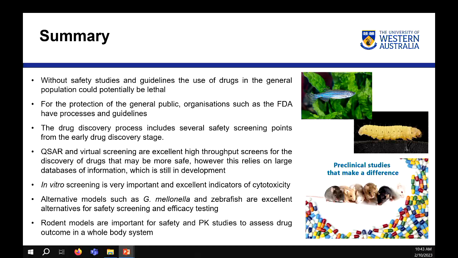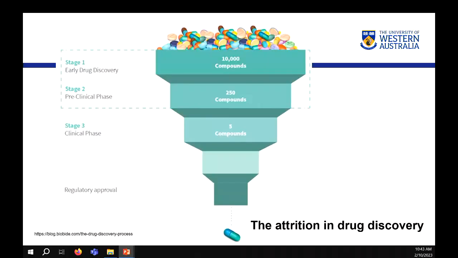In vitro screening is really important, screening in cells, because they're an excellent indicator of cytotoxicity. Alternative models, always consider the alternative models when you're looking at drug safety screening and before going into rodent models. So that's my first lecture.